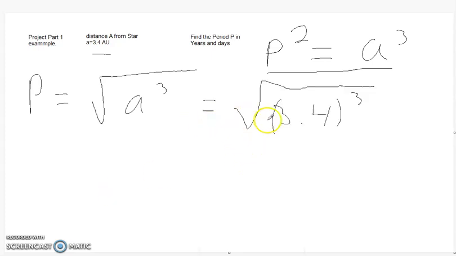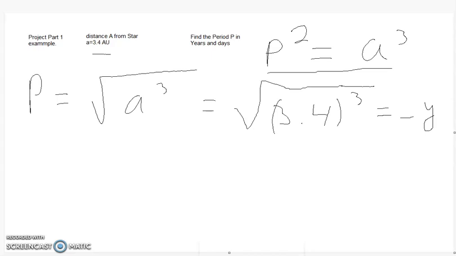All right. So I just wrote the numbers in here. So this is the square root of 3.4, right? I get the 3.4 from right here. This is my little example: 3.4 astronomical units. But remember, you have to cube that. So you have to cube the 3.4. The answer will come out in years. It'll be some number of years, and then we'll convert it to days in just a moment.